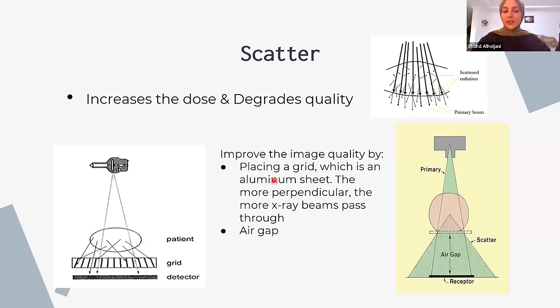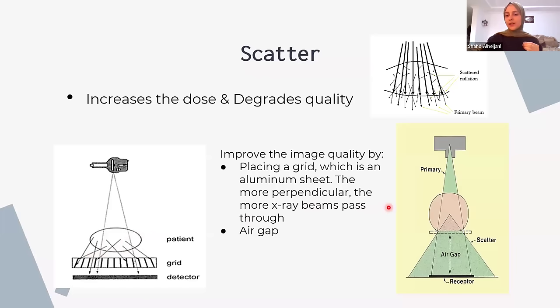So how do we improve the image quality? We can place a grid. Now, this grid, which is basically an aluminum sheet usually, will only allow the X-rays that are perpendicularly hitting the grid to pass. In other words, those that are scattered, that are at different angles, will not pass through and will not reach the patient. So you can see here the scattered X-rays will not reach the patient. So this will decrease the scatter, improve the image quality, and decrease the dose reaching the patient.